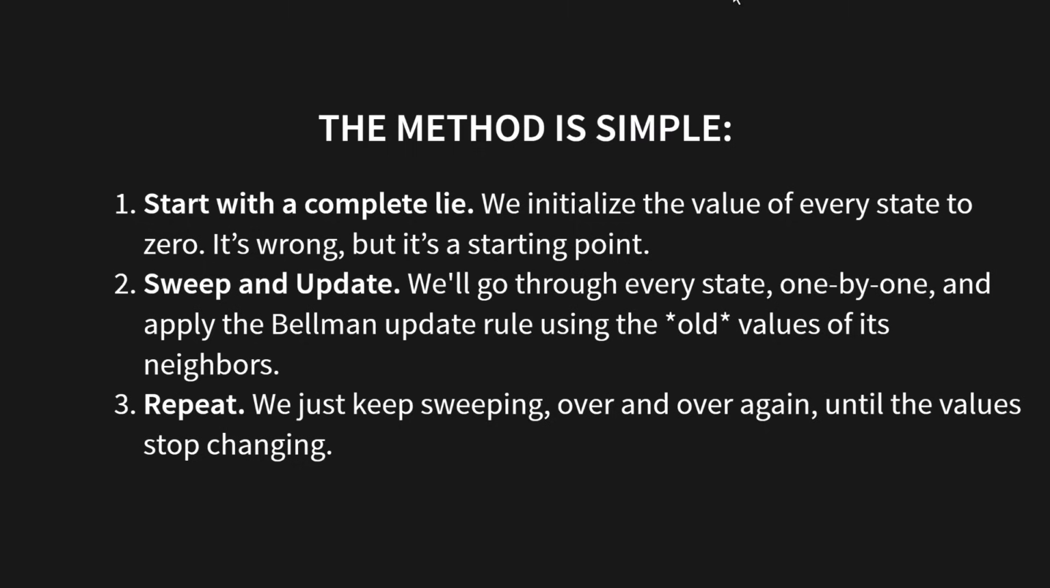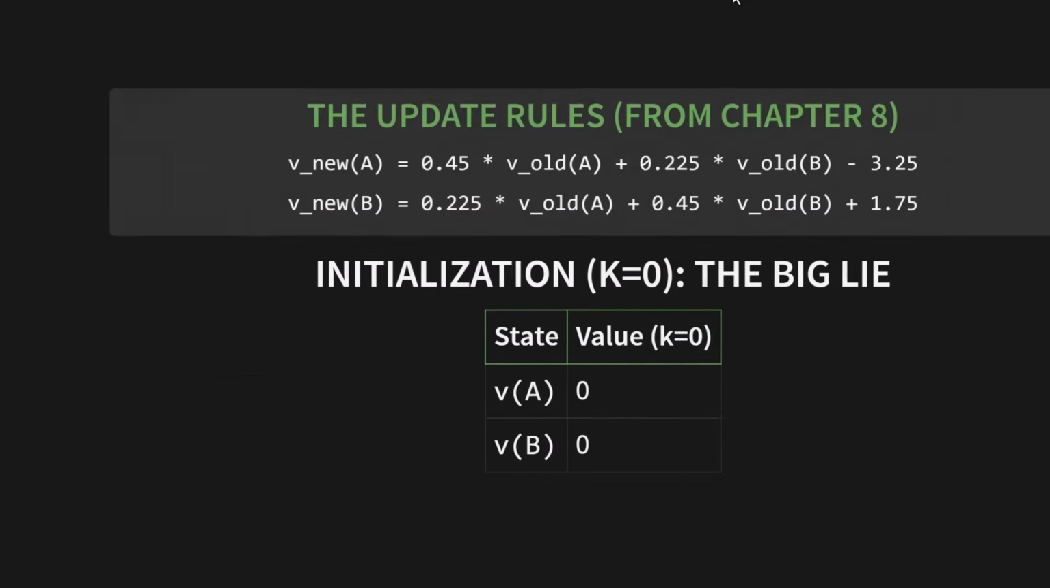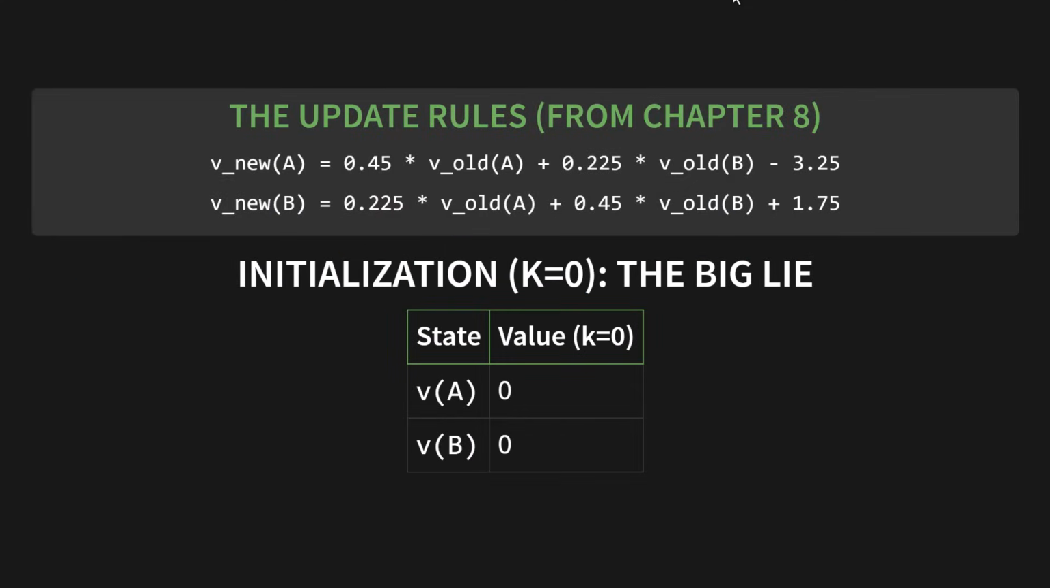Let's watch it happen. Let's force the lies to become the truth. Okay, here are our update rules from the last chapter. You can see them on the slide. These are the specific formulas for our little two-state universe. Now for the initialization, the big lie. As you can see in the table, we just start by assuming everything is worthless. The value of A is 0. The value of B is 0. These are our initial guesses, our V_0.